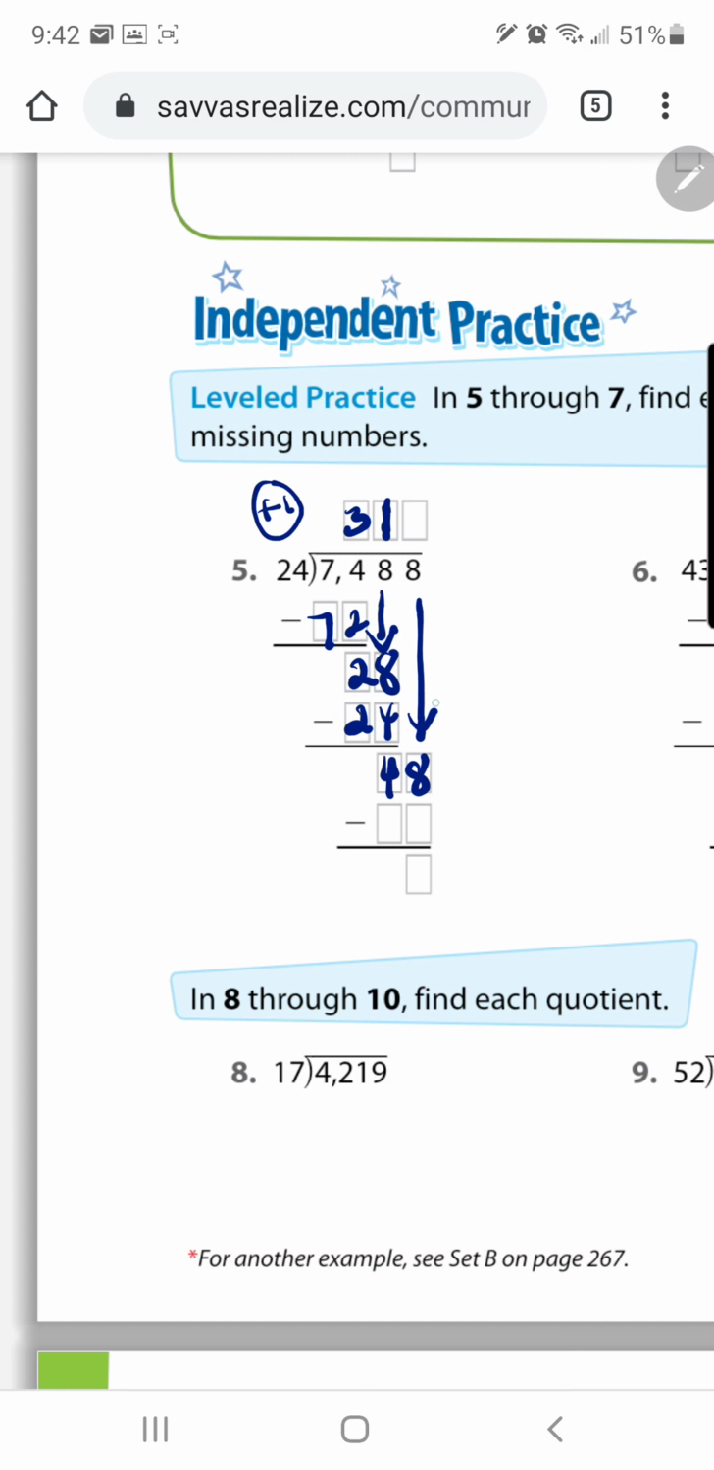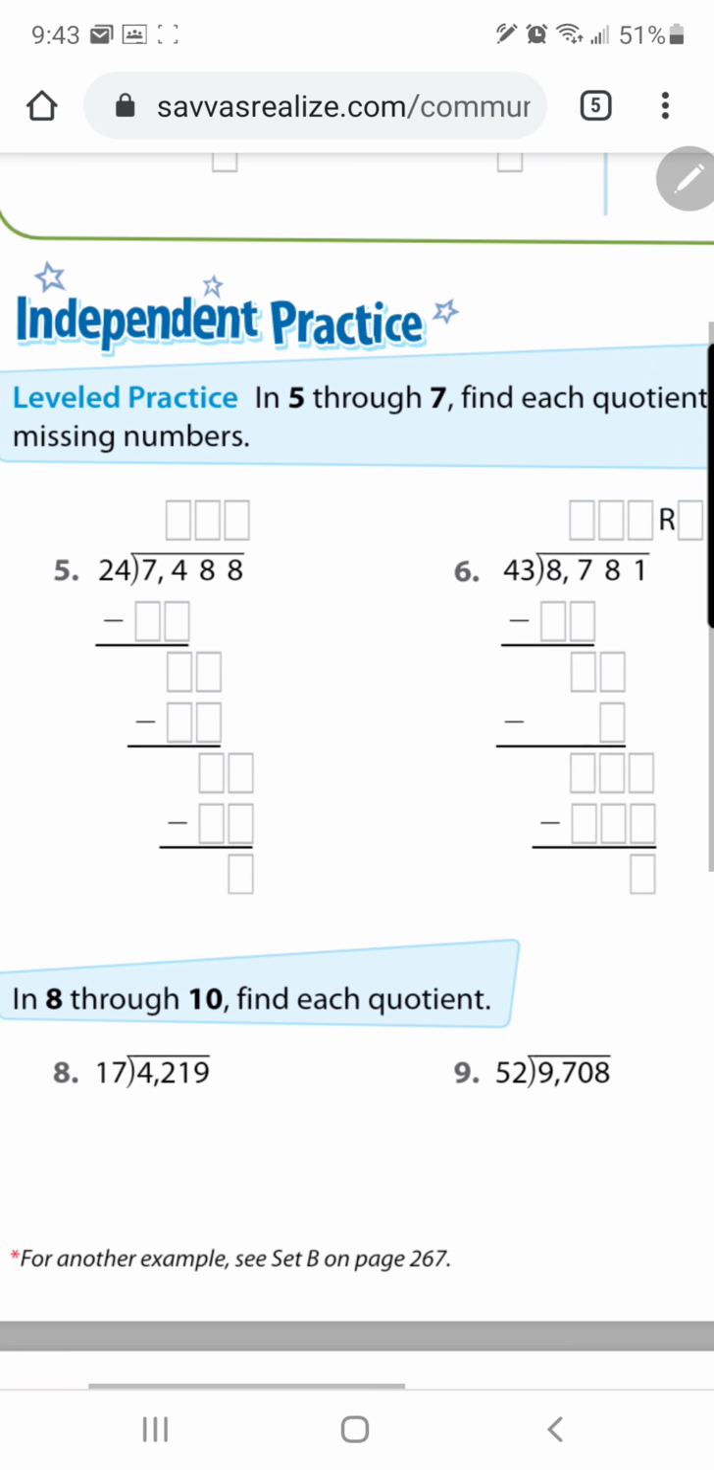Well, 24 has to be a factor of 48, because obviously we're not getting a remainder. So cover the 8 and cover the 4. How many groups of 2 can you make with 4? That's 2, so we're going to try a 2. 2 times 4, 8, and then 2 times 2 is 4. Perfect. Find the difference and you get 0. Nothing else to bring down, so therefore our quotient is 312. Okay, let's continue with the next one.